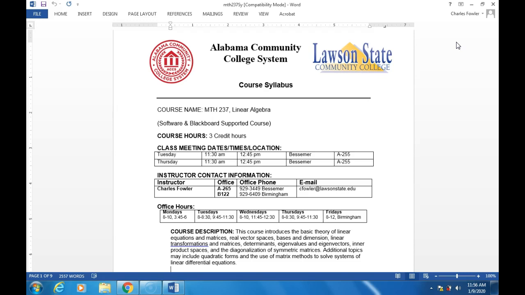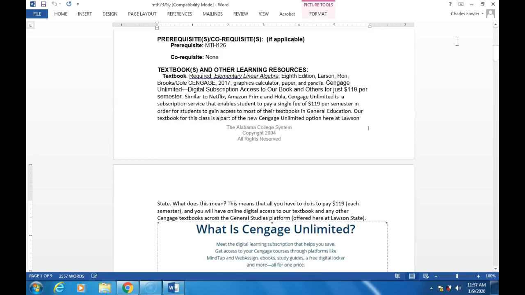Inner product spaces, I've gotten there a couple of times, and the diagonalization of symmetric matrices, which is a fairly straightforward thing. Additional topics may include quadratic forms and the use of matrix methods to solve systems of linear differential equations. Not going to get there, I can almost guarantee. Okay? So there's your basic course description. We'll get as far as we can. With a small class like this, with such sharp students like we've got here, we'll be able to move along a little faster than most terms.